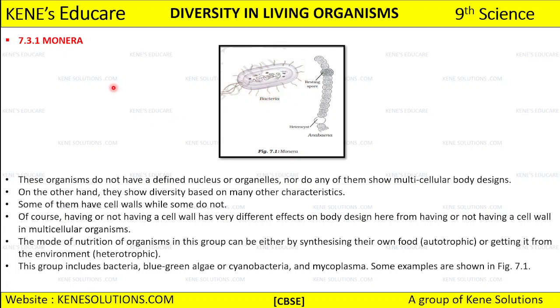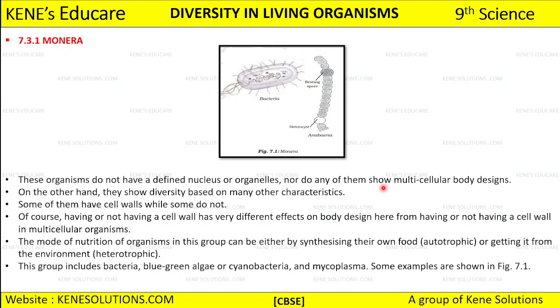So for kingdom Monera, these are the characteristics which have been given. If you can see the 6 points mentioned below, these are the characteristics of kingdom Monera. These organisms do not have a defined nucleus or organelle, nor do any of them show multicellular body design. So kingdom Monera includes organisms whose nucleus is not well defined, whose organelles are not well defined, and which do not show any multicellular body design.